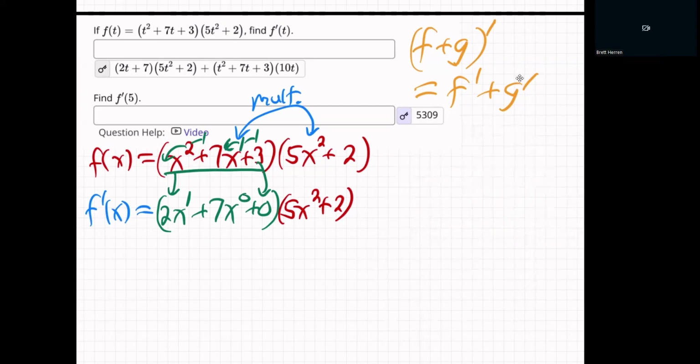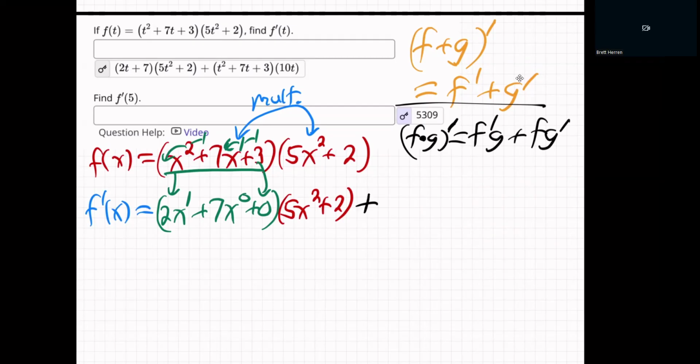So here we go. Whereas if you have F times G, the derivative is F prime G plus F G prime. Different rules there. All right. Anyway, keep going.